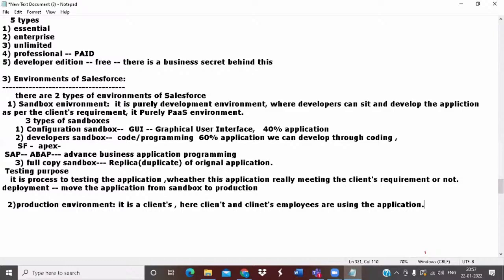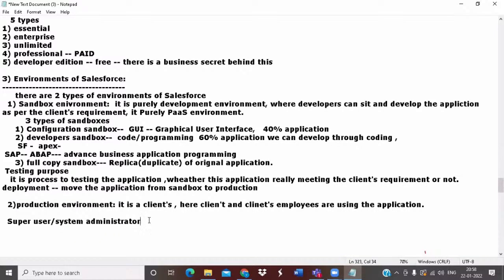Here I'm going to ask a simple question. Do the client and client's employees know how to use the application? No, they don't know how to use it. To guide them, and to monitor the application, how it is working or not, there is a person sitting always at the production place. We can call that person a super user, or the other way around, a system administrator. The system administrator is always sitting in the client environment. All of you understand?